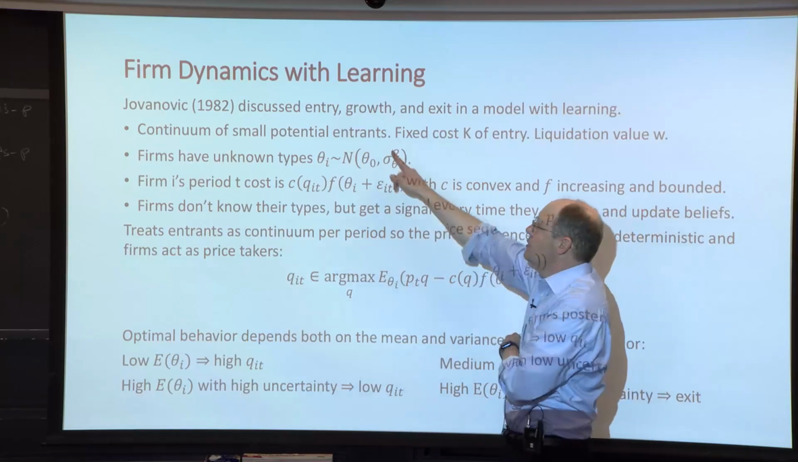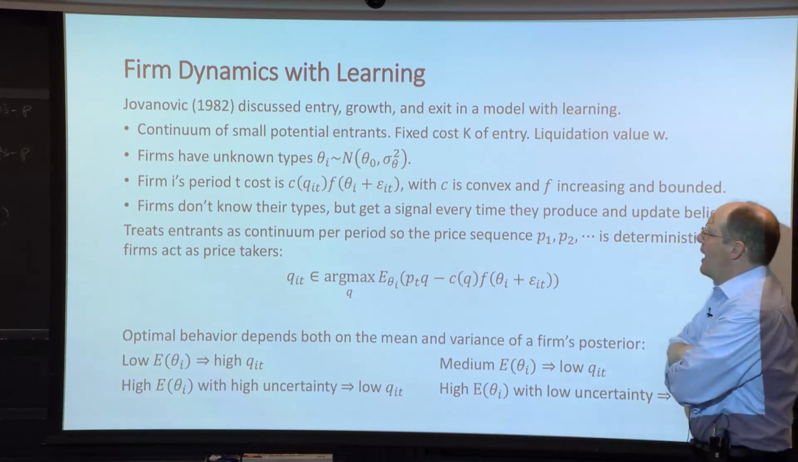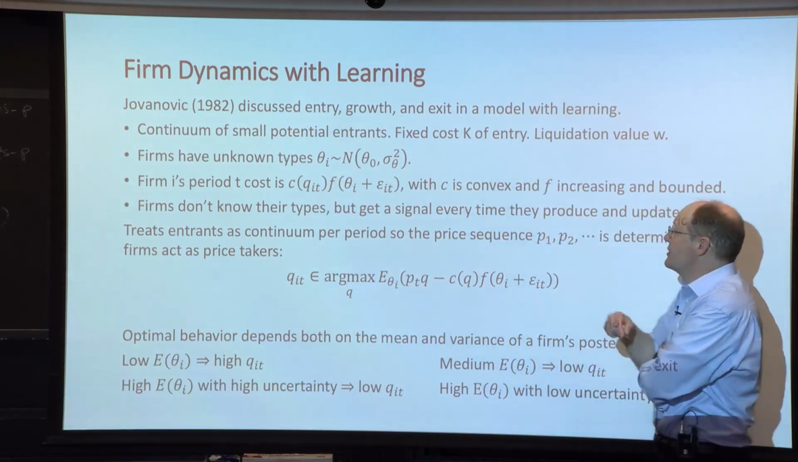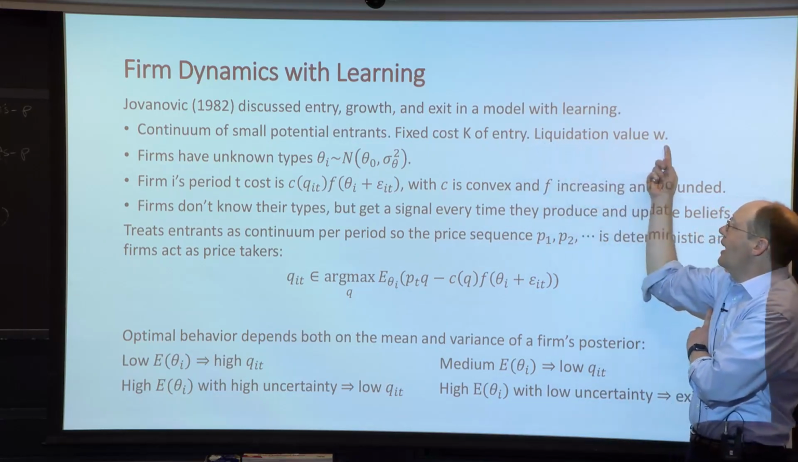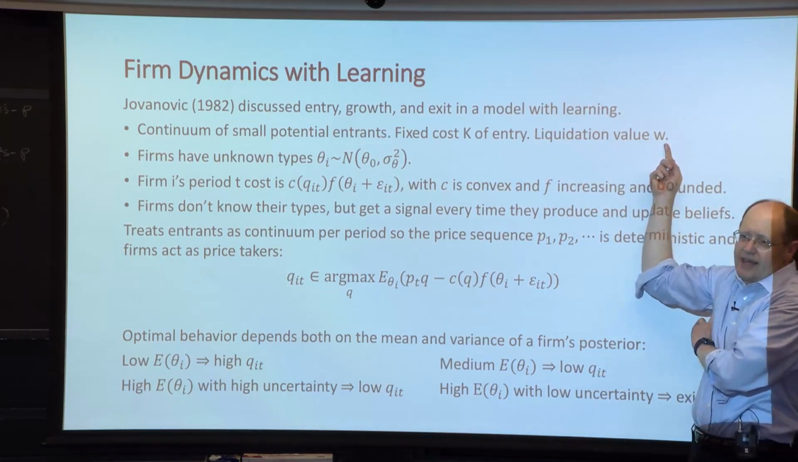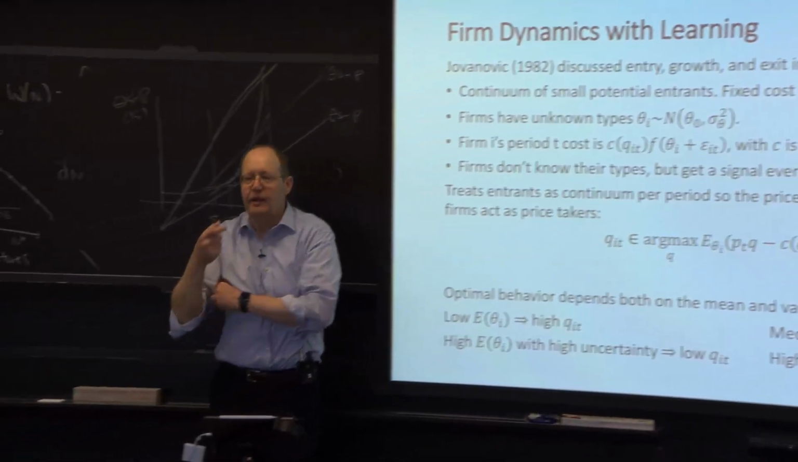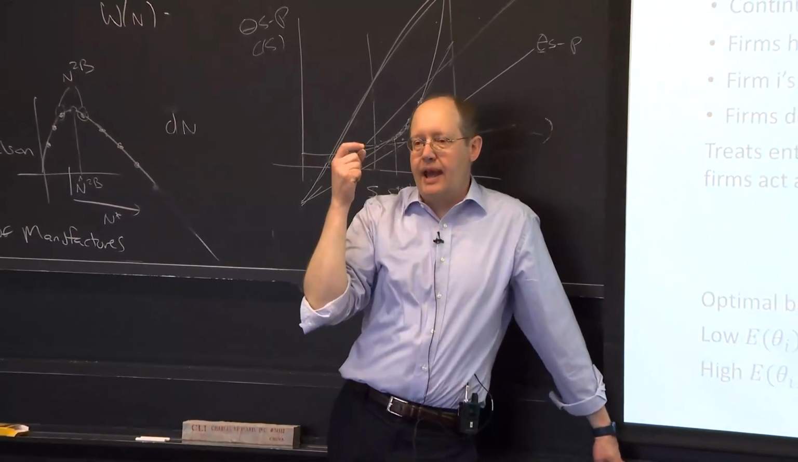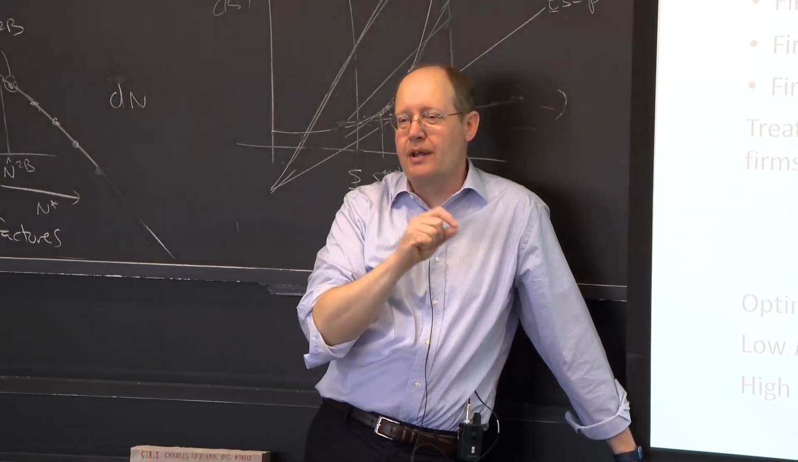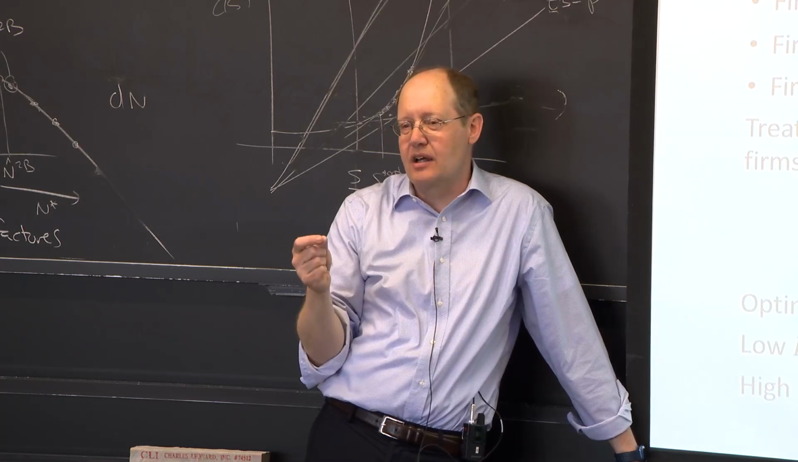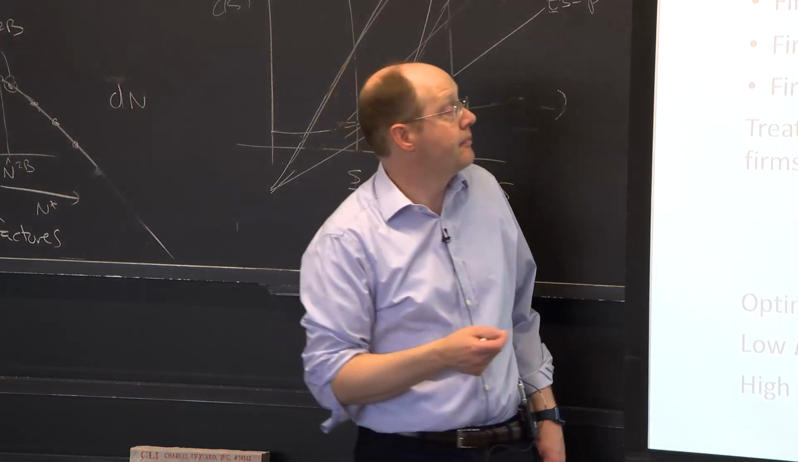So we start in this model. Imagine we have a continuum of small potential entrants that are out there. And these firms are going to have some fixed cost K of entering the industry. And then if they enter the industry and then decide to leave, they're going to have some liquidation value, W, that's less than K. So you're a restaurant, you enter, you pay K to set up your restaurant. When you're done, you can sell all your tables and your cooking equipment and the leases and whatever; all the money you spent on advertising and other things, that's sunk. But there's some amount W that you can get back when you close up.